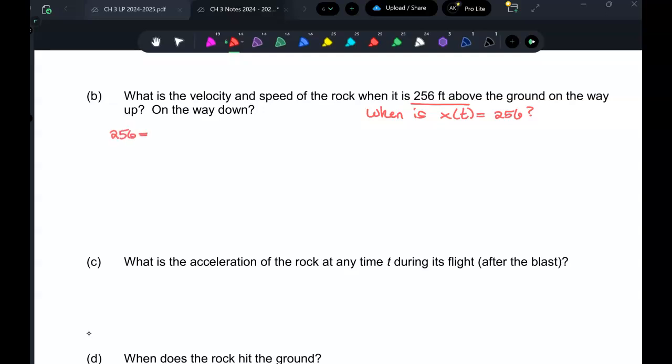Here's 256 equals 160t minus 16t squared. Save some time. Everything is divisible by 16, right? 256 is 16 times 16. I'm going to move everything to one side and divide by 16. Okay? So t squared minus 10t plus 16 equals 0. And yes, I gave you numbers that factor nicely.